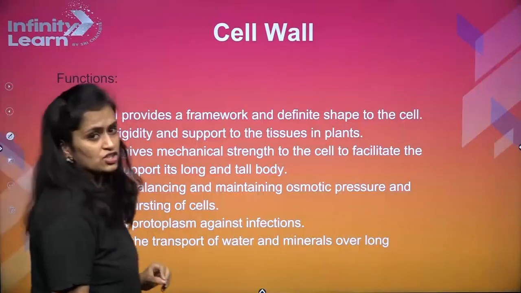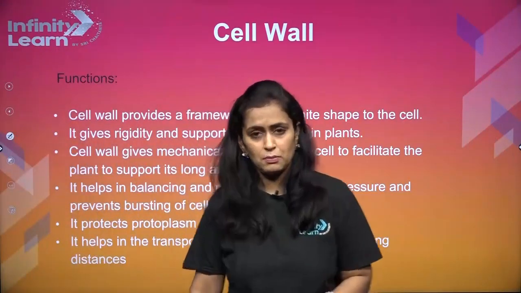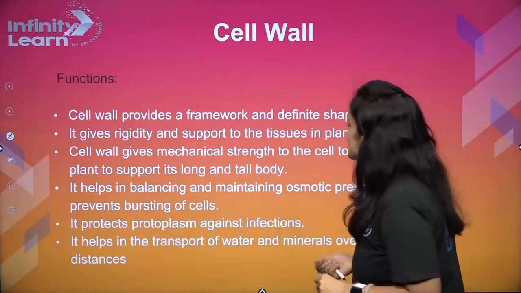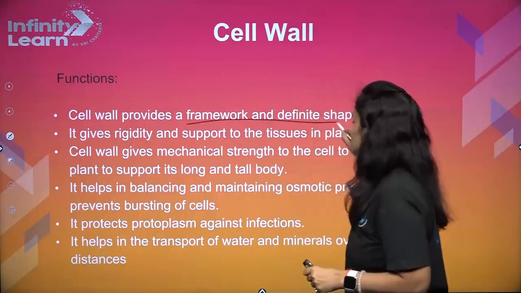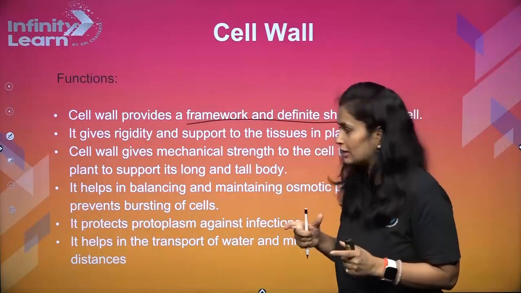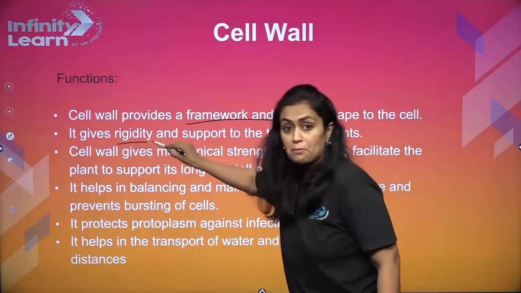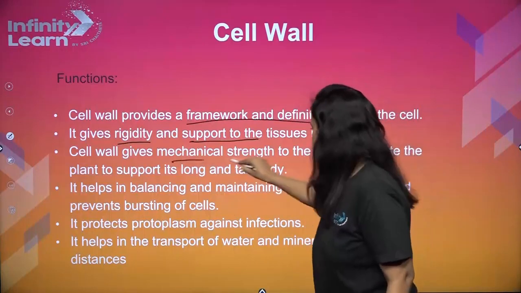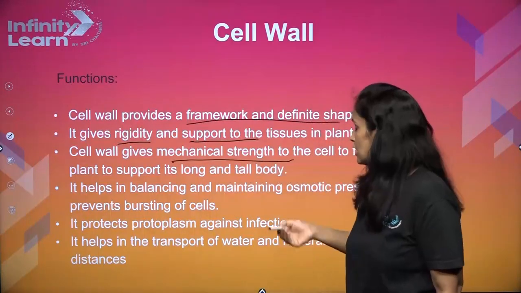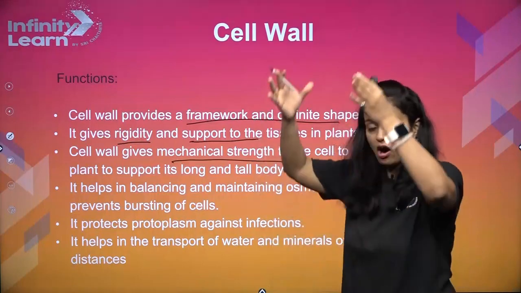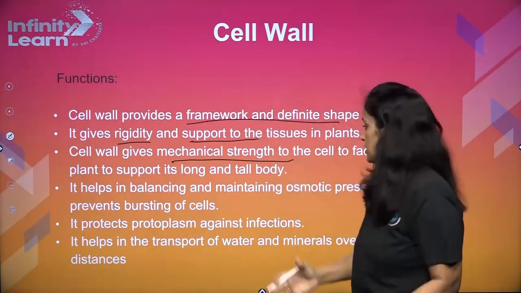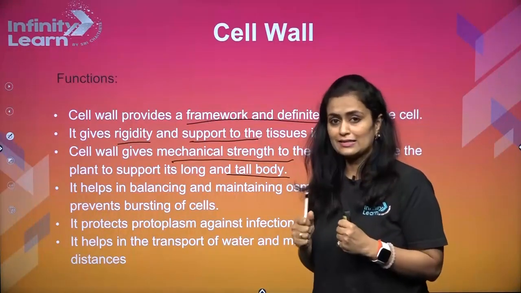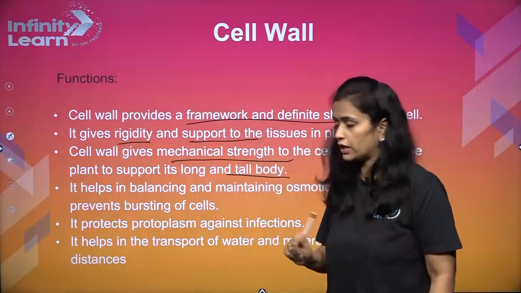Alright, so now what is the function? By this time we have already discussed many. Let's jot them down so that we can write them if asked in examination. So the cell wall creates a framework and gives a definite shape. Then it gives rigidity and mechanical support. The cell wall gives mechanical strength, and it facilitates the long, tall body of the plants, giving support so that it can stand in wind, rain and all conditions.